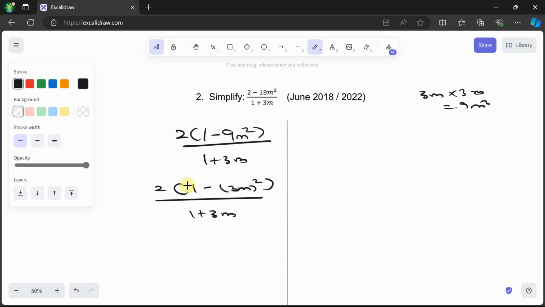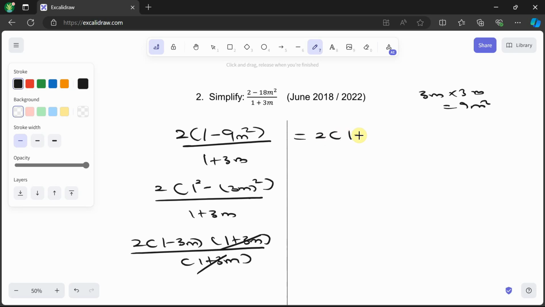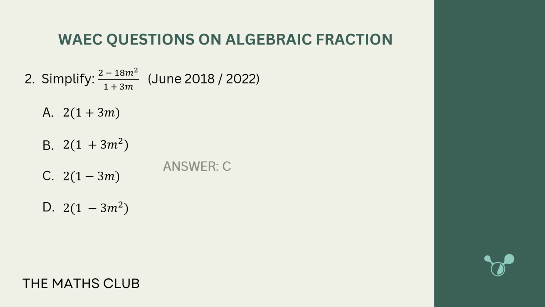So 1 is the same as 1 squared, because 1 squared will give you 1. So this is a difference of 2 squares. So if I wanted to solve that, I'll say 2 open brackets 1 minus 3m, 1 plus 3m, like we have been doing all this while, difference of 2 squares, all over 1 plus 3m. So this is multiplication, so we can cancel out the 1 plus 3m from the bottom and from the top, and our final answer will be 2 open brackets 1 minus 3m. Let's see if we're correct. That will be option C.